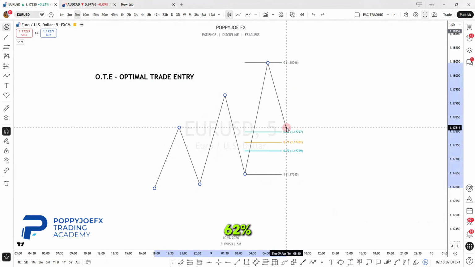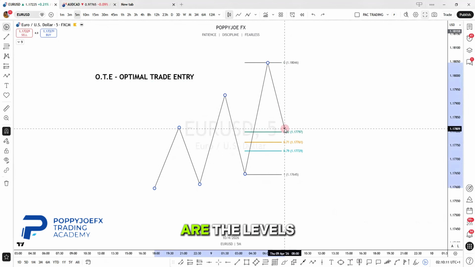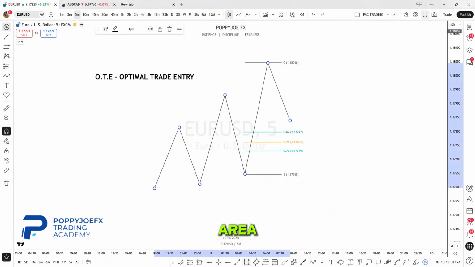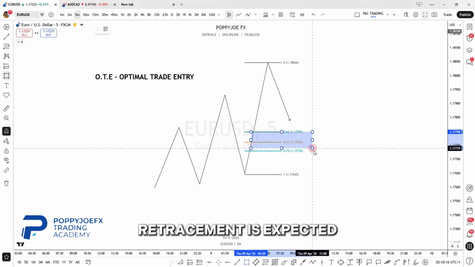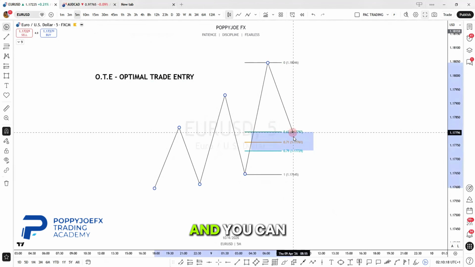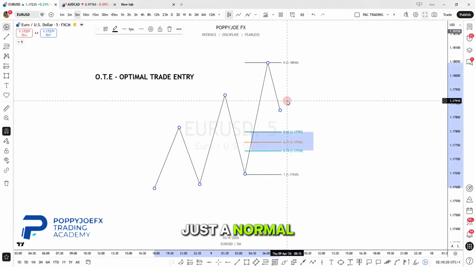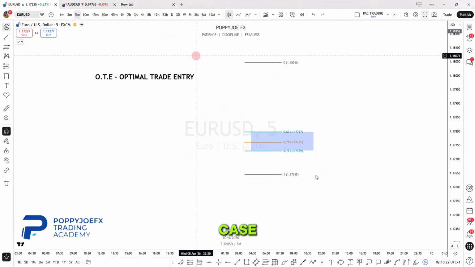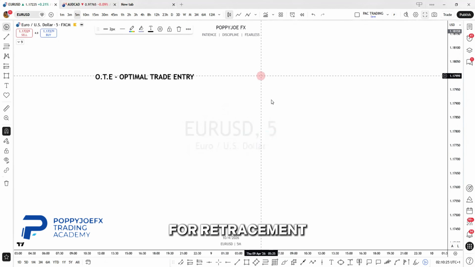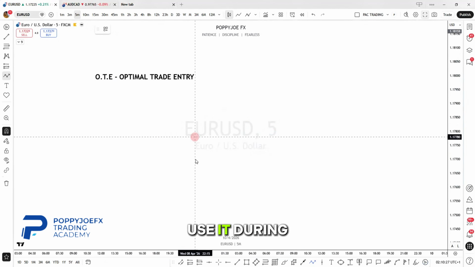So we have the 62%, the 71, and 79. These are the levels. Inside this area is where your retracement is expected to stop, and you can buy from it. So this is just a normal way of using Fib. But in this case, we are going to need Fib for retracement.